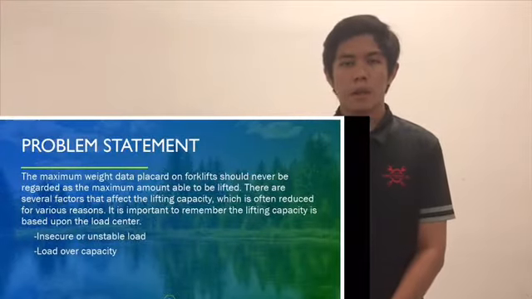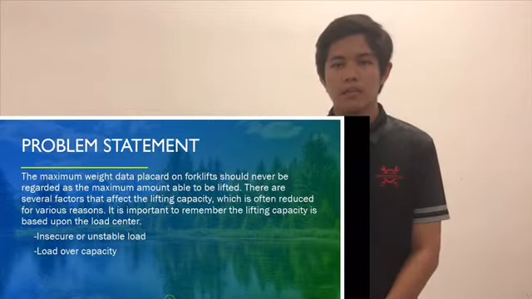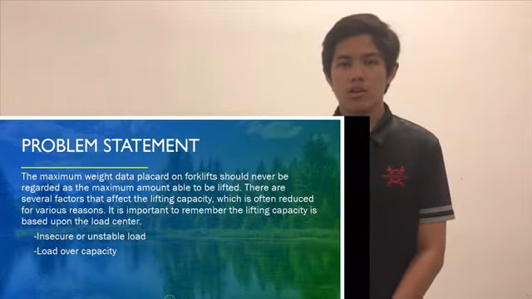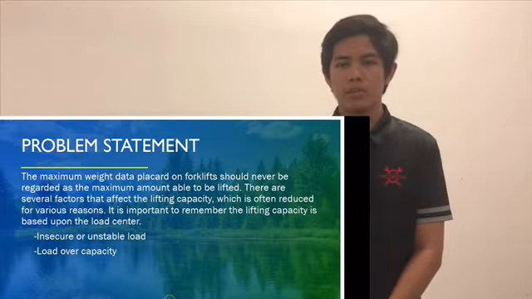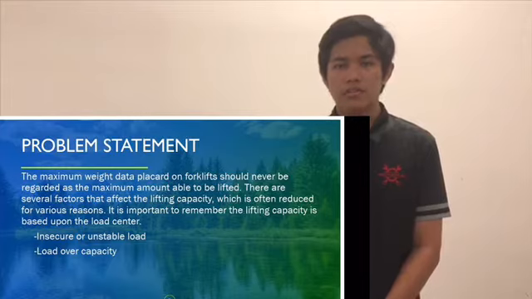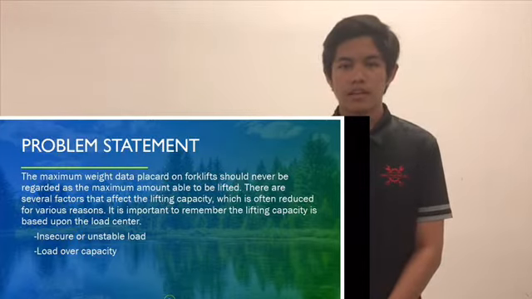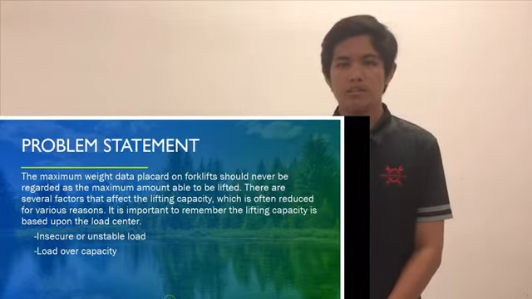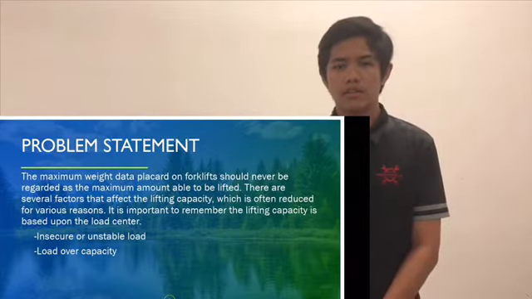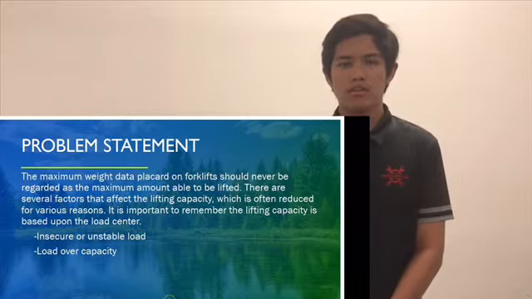Problem statement: the maximum weight placed on a forklift should never be bigger than the maximum amount able to be lifted. There are several factors that affect the lifting capacity, which is often reduced for various reasons. It is important to remember the lifting capacity is based upon the load center. First, insecure or unstable load.